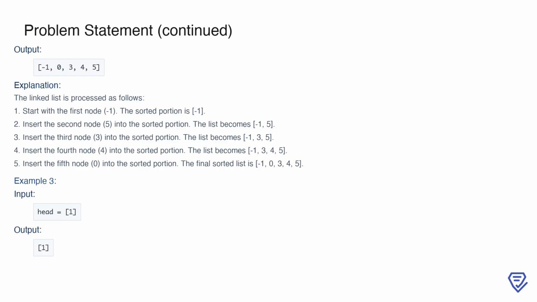Then, the node containing 3 is inserted into its correct position, resulting in -1, 3, 5. Next, the node with 4 is inserted, updating the list to -1, 3, 4, 5. Finally, the node containing 0 is inserted into its correct position at the beginning, producing the fully sorted list, -1, 0, 3, 4, 5. For a simpler case, if the input is 1, the list contains just one node and is already sorted, so the output remains 1.